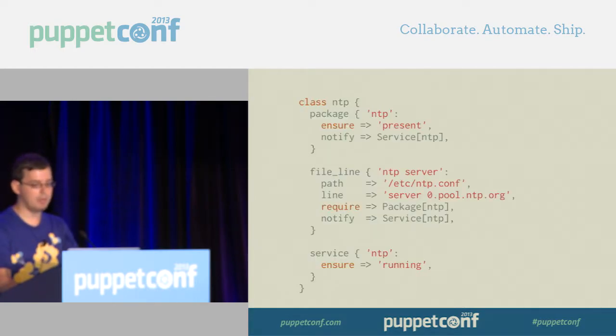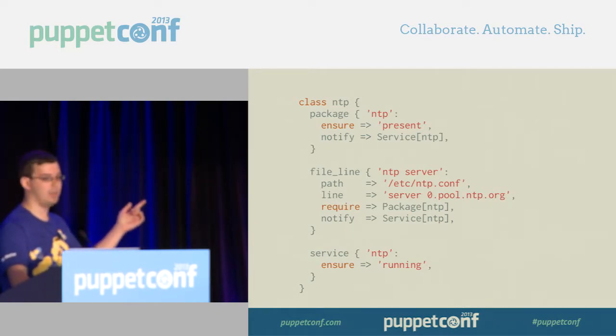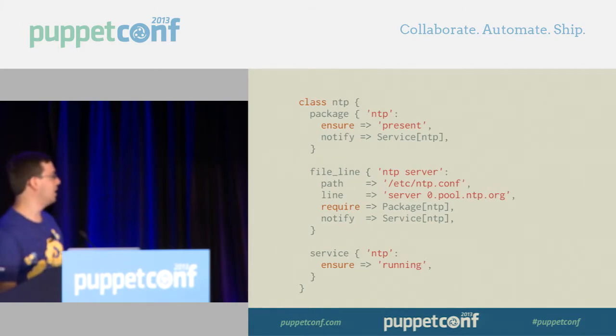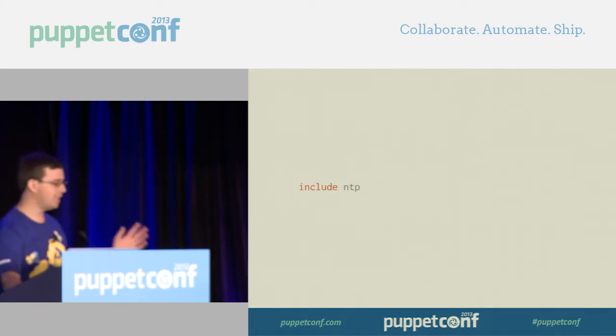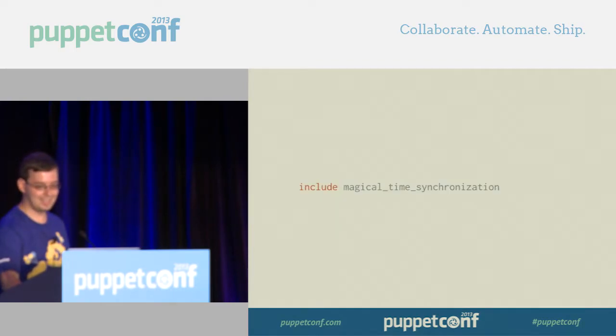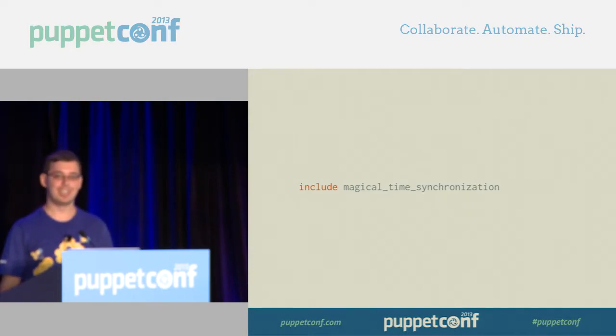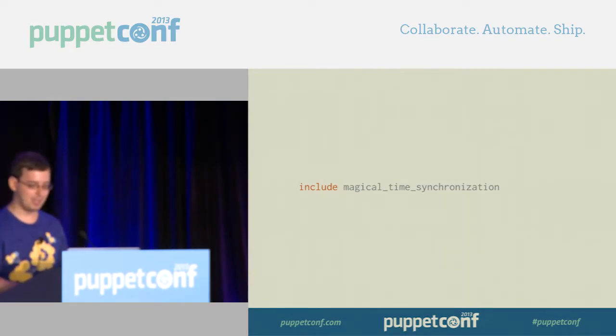And so we can do a little bit better. We can pull this out into a class. Now it's abstracted, right? Because we talk a lot about wanting to focus on the what rather than the how, but this is still kind of the how. It's more declarative, but it's still, well, I need that package, I need that file line, I need that service. That's not the thing I want. The thing I want is NTP is set up. This is what I want, sort of. What I really, really want is magical time synchronization. NTP is just a side effect, or an implementation detail, of my magical time synchronization.